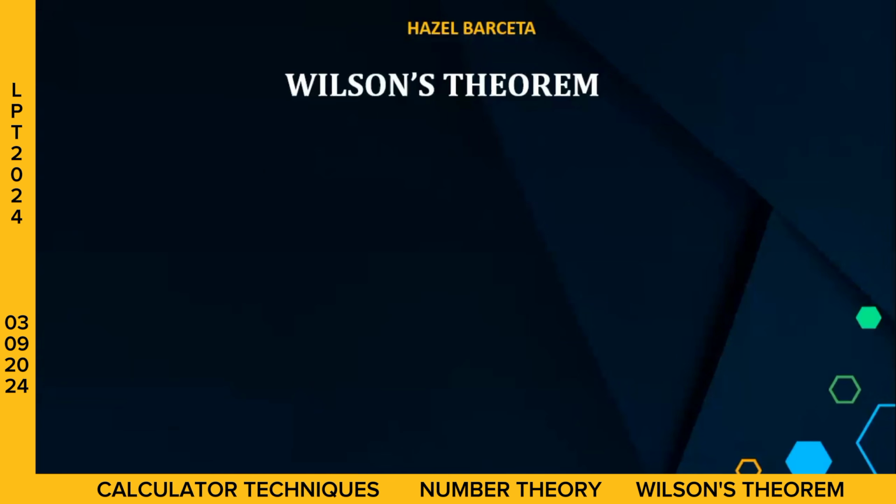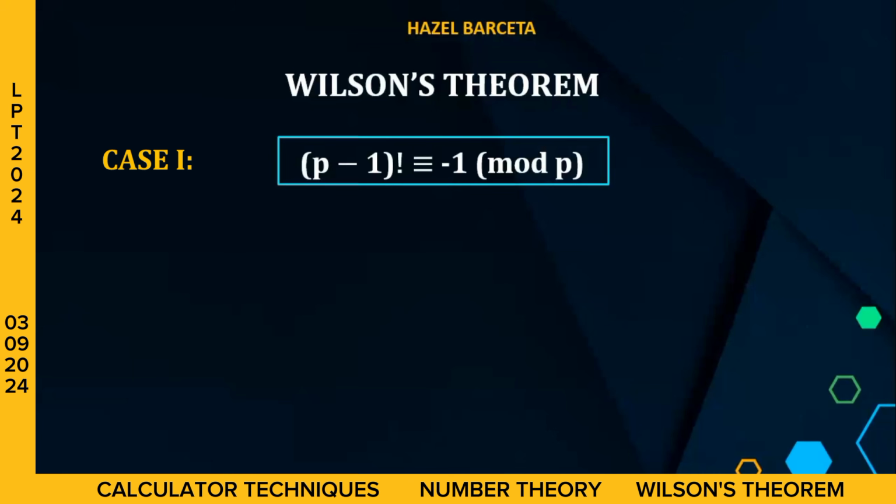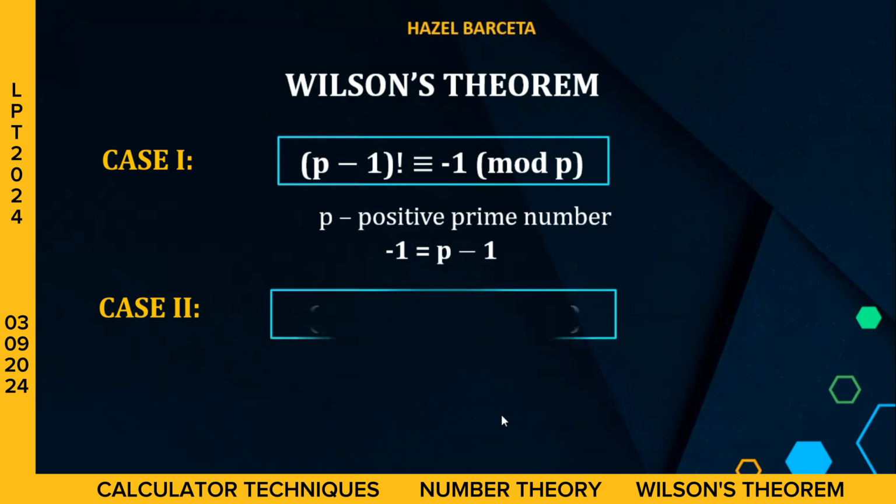Ito po ang ating case 1. P minus 1 factorial is congruent to negative 1 mod P, where P is a positive prime number and the remainder negative 1 is equal to P minus 1. Kailangan po natin itong tandaan. And for case 2, we have P minus 2 factorial is congruent to 1 mod P.